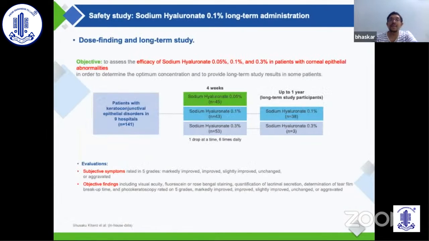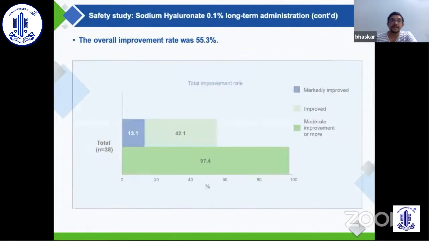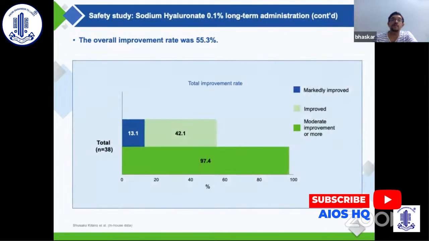So if you are looking at long-term administration, does long-term administration of drops with a lower concentration of BAC cause a problem? We looked at this study, which is in-house data from Santen, which looked at sodium hyaluronate 0.05%, 0.1%, and 0.3%. For the long-term 1-year data, they looked at sodium hyaluronate 0.1% and 0.3%, again graded based on subjective and objective findings. The overall improvement was seen in almost 53% of patients.